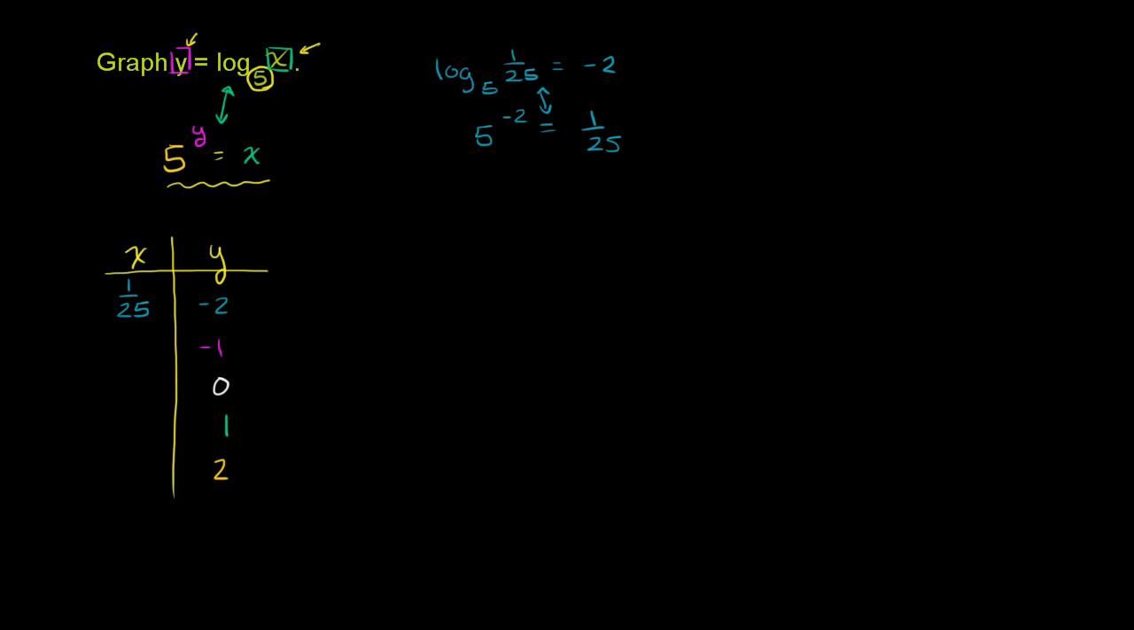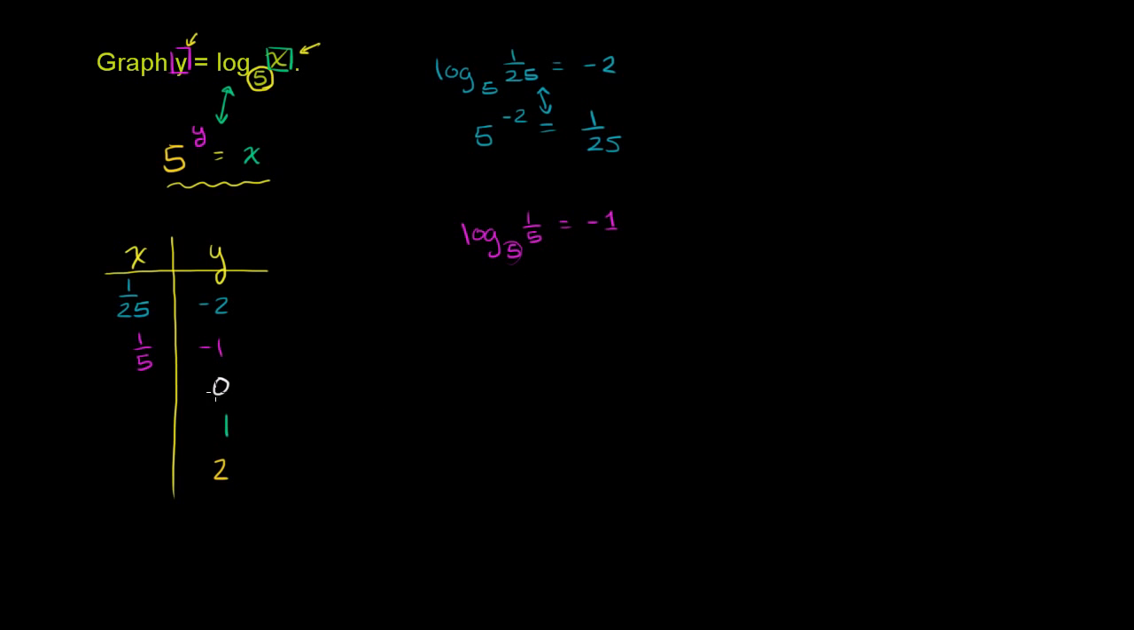Now let's do another one. What happens when I raise 5 to the -1 power? Well, I get 1/5. So if we go to this original one, we're just saying log base 5 of 1/5. This is saying what power do I have to raise 5 to in order to get 1/5? We'll have to raise it to the -1 power.